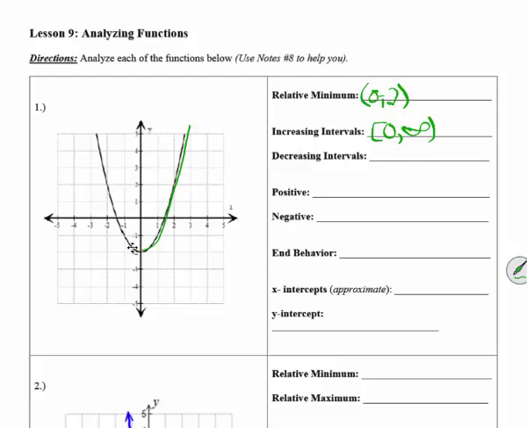Decreasing intervals, so decreasing is when we're going from, again, left to right, and that means that it's going down, so that's going to be this part of the graph. So that goes from -infinity to 0, hard, soft.